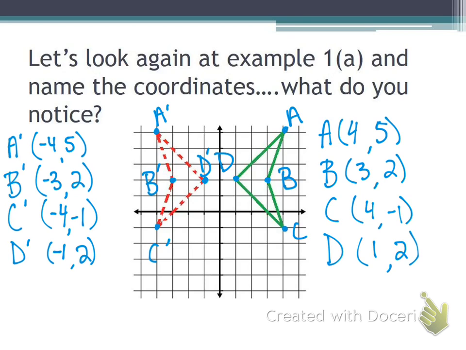The x's are the opposite of the... Okay, the x's are opposites and the y's are the same. And they reflected it over the y-axis. So anytime you reflect over the y-axis, the x's are opposites, the y's stay the same. Now we've got other rules that we'll talk about for reflections in general, but it's important to notice these things. Are we ready to move on? Okay.